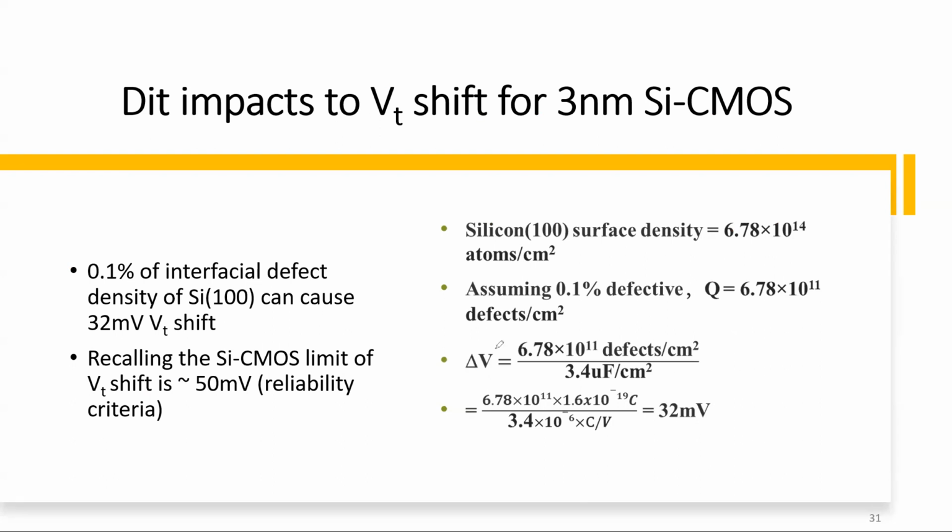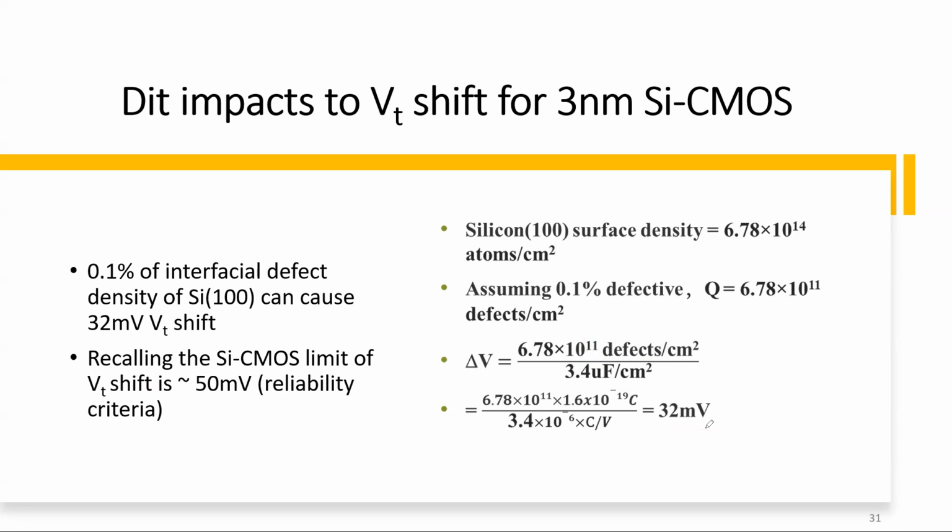Pretty much, I assume that the device has a 1 nanometer CET, which is 3.4 microfarad per centimeter squared. And then the 0.1% defect is this times 0.1 times 0.01 times this, right? So which is 0.001 times 6.78 times 10 to the 14, which is the silicon surface density. Then you get 10 to the 11. And then divide that, boop, you get 32 nanometers.